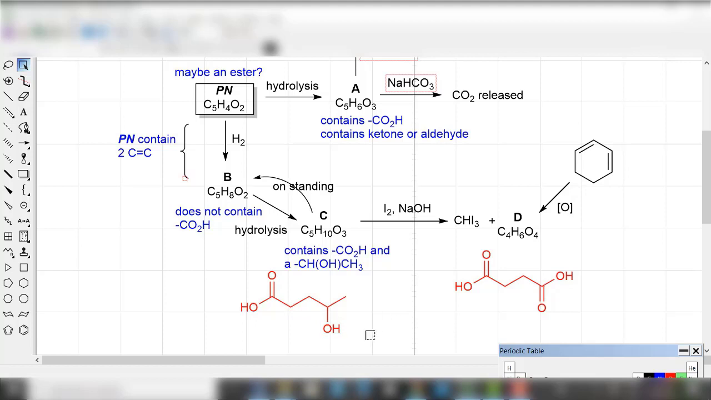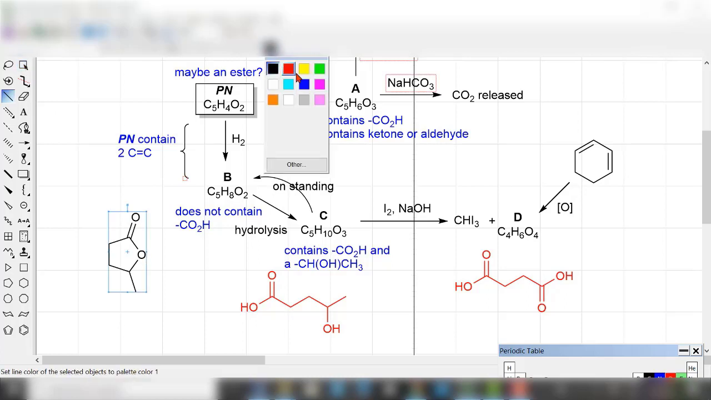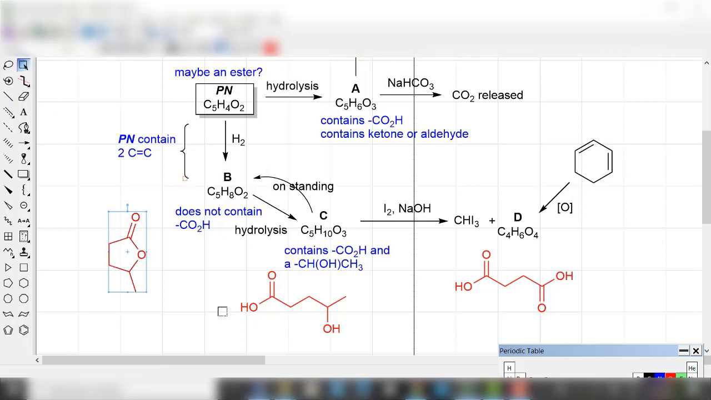Then how many membered ring? We can count here. 1, 2, 3, 4, 5. It's a 5-membered ring, cyclic ester. So we can do it like this. And then right now we just need to put in the oxygen. So yes, this should be B.